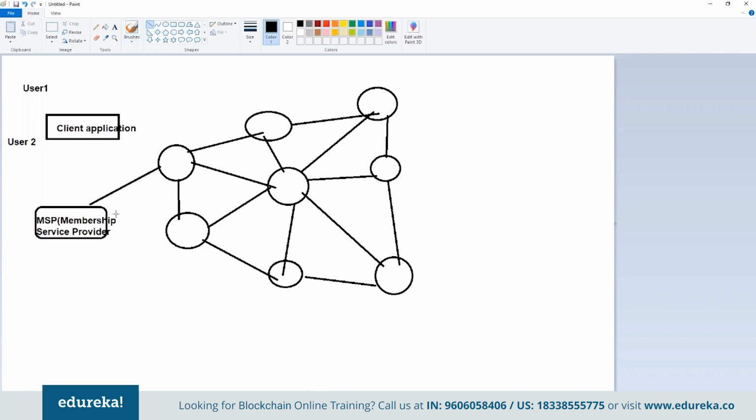In case all these nodes are part of the network, they will need to get the credentials from the membership service provider. All of them will need to register to the membership service provider, and the membership service provider will give them the credentials which they need before they become part of the network. And not only the nodes, even the client application will need to do the same, and even the users will also need to do the same. So MSP is one body which gives you the credentials to join the network.